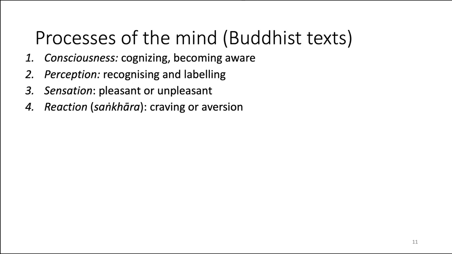And finally, there is the reaction phase, which is important. It's also called sankhara in Buddhist texts. And this reaction can be either, if the sensation is pleasant, people tend to crave for more of it. And if it is unpleasant, they tend to develop an aversion towards it. And according to this theory, these sankharas or mental reactions are the source of human misery.